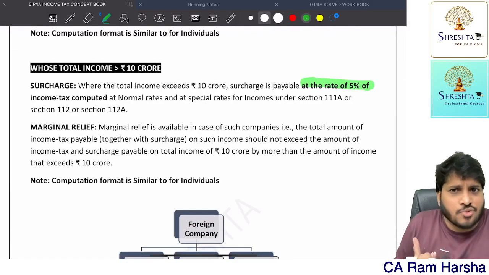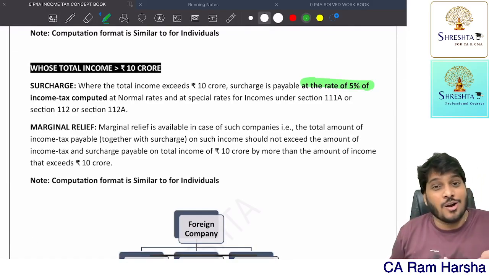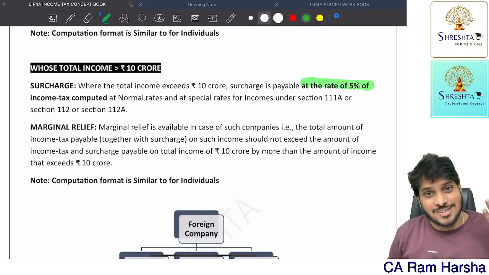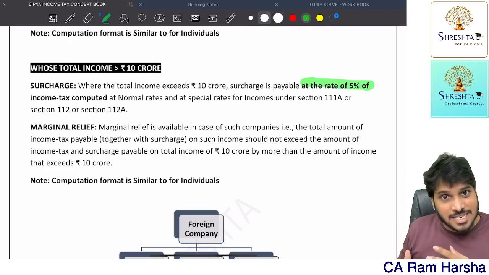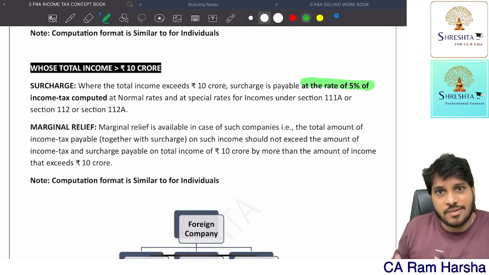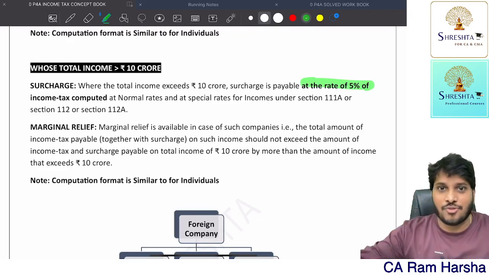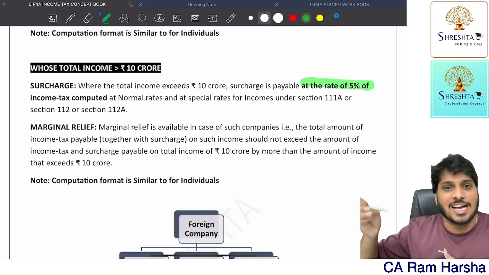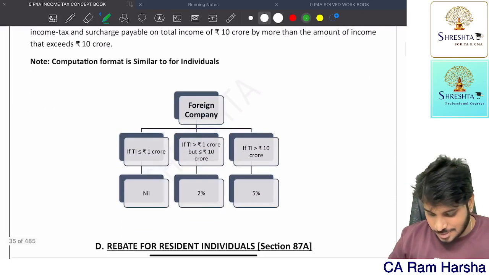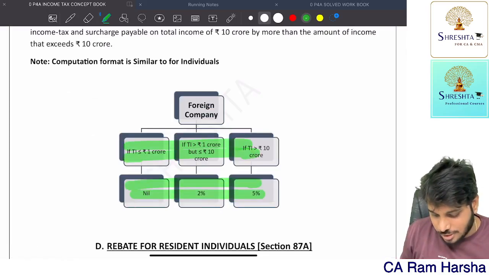Sir, why is the surcharge rate for a foreign company very less? Already the basic tax is 40%. For an Indian company, what is the basic tax rate? 25% or 30%. But for a foreign company, the basic tax rate is 40%. Already we are collecting 40% basic tax, so surcharge has been reduced. So this is the diagram for surcharge.